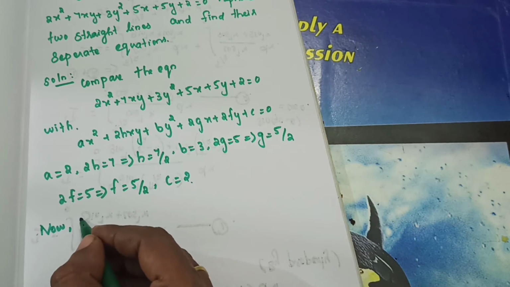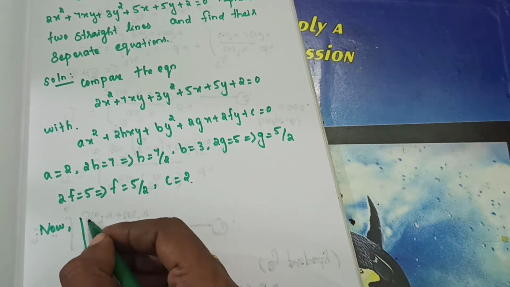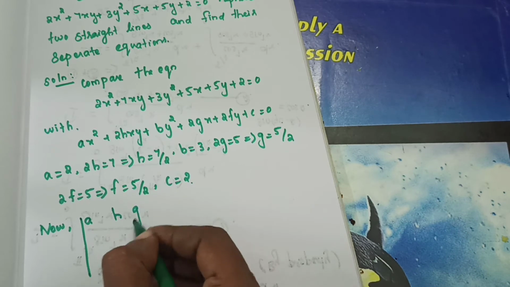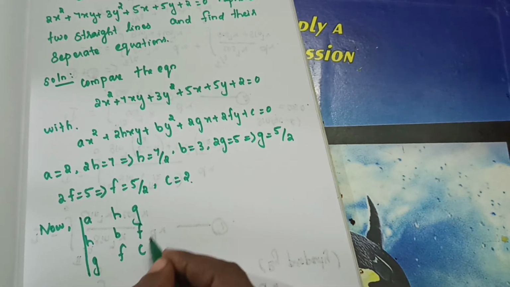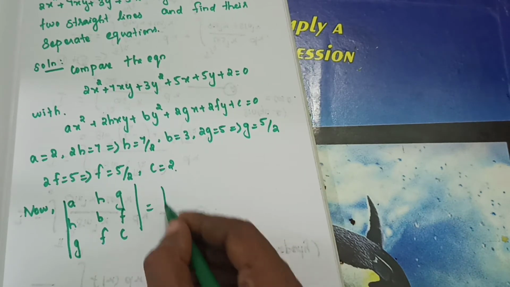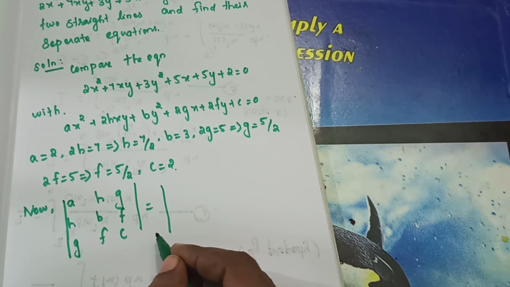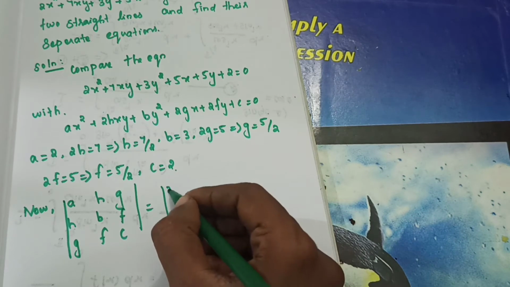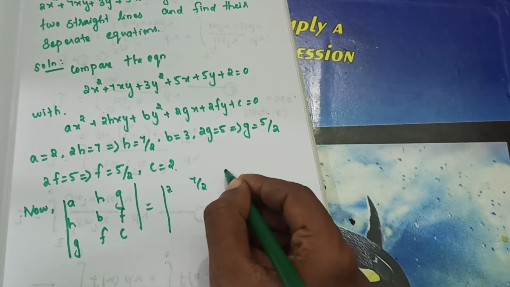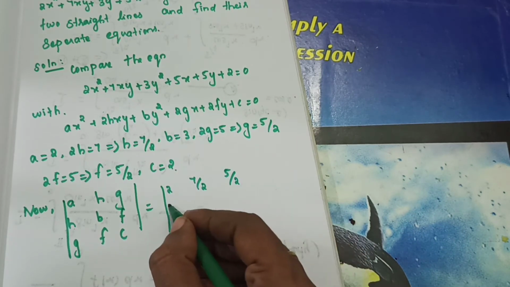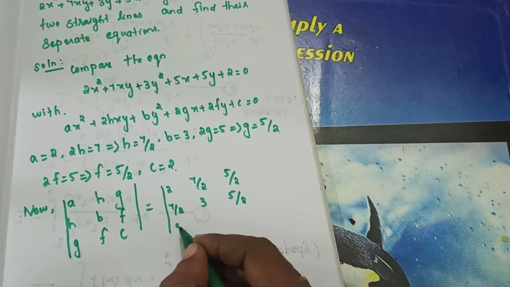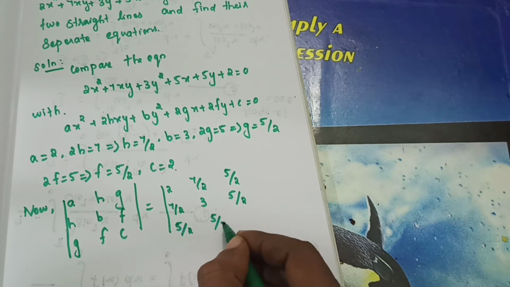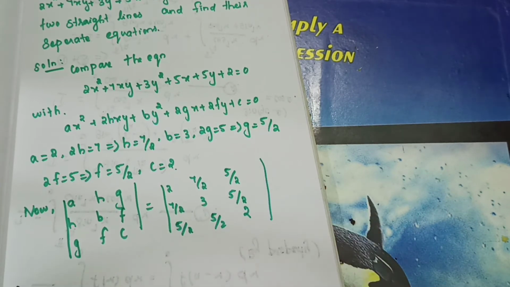Both also correct. So a h g, h b f, g f c equal to 0. If you prove this, it means this also correct, otherwise that same equation. Don't confuse. The values: 2, 7 by 2, 5 by 2, 7 by 2, 3, 5 by 2, 5 by 2, 5 by 2, 2. Substitute all the values. Now expand the determinant.